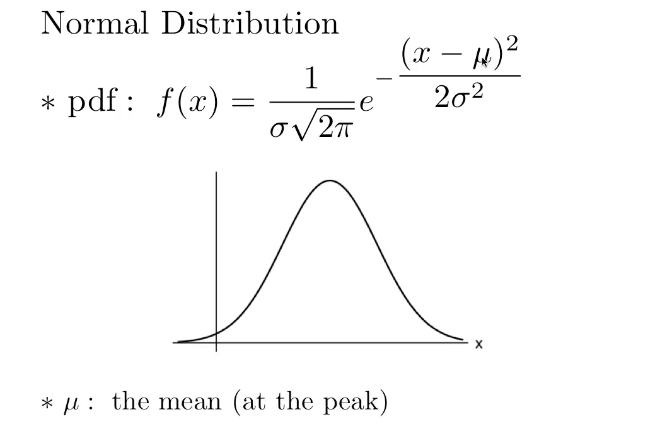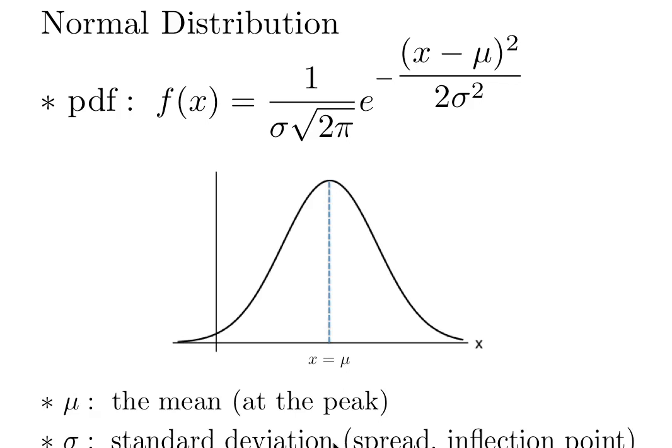Mu, in this case the mean, is at the peak of the bell curve. And sigma, the standard deviation, represents the spread, and you can identify the standard deviation by identifying the point of inflection; the standard deviation is the distance from the point of inflection to the mean. You can do this on both sides of the curve. On the left hand side of the mean is mu minus sigma, and on the right hand side of the mean is mu plus sigma.